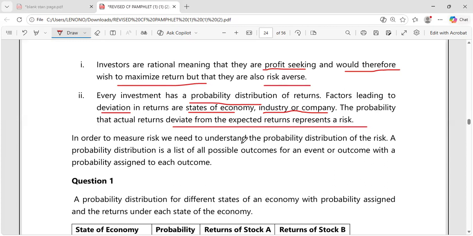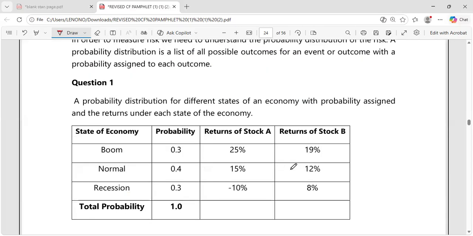In order to measure risk, we need to understand the probability distribution of the risk. The probability distribution is a list of all possible outcomes for an event, with a probability assigned to each. So we can look at this question here. I'm sure you're able to see it.